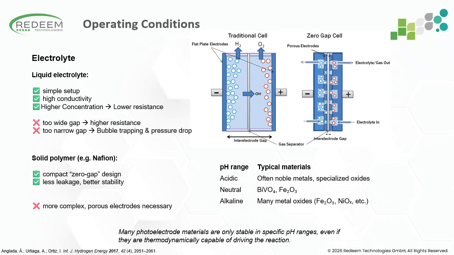So if you look at the table at the bottom, the electrolyte pH also plays a major role in material selection. Many photoelectrode materials are only chemically stable within a limited pH window. For example, acidic electrolytes often require noble metal catalysts, whereas many transition metal oxides, including hematite or nickel oxide, perform much better under alkaline conditions. So when selecting the electrolyte, we're not only choosing the ionic conductor, but simultaneously determining the reactor architecture, the achievable resistance, and the range of compatible photoelectrode materials.